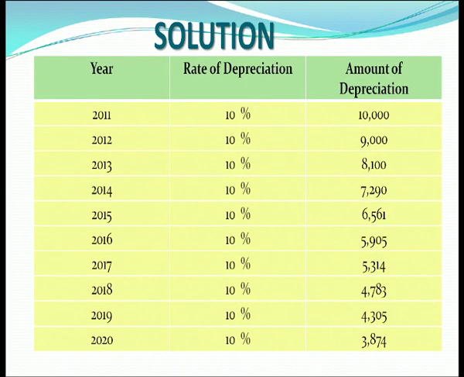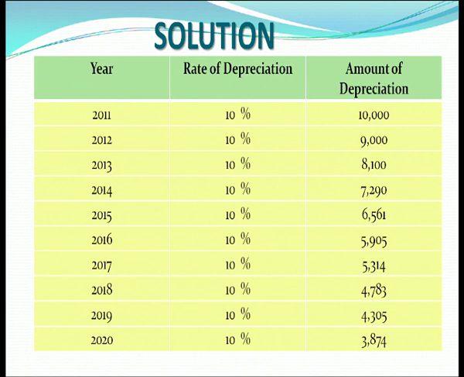The cost of the asset is 1 lakh rupees and the rate of depreciation to be charged is 10%. So in the first year, that is 2011, the amount of depreciation would be 10% of the cost of the asset. So 10% of 1 lakh turns out to be 10,000. Now the value of the asset in 2012 would be 1 lakh minus the amount of depreciation, that is 10,000. So the value becomes 90,000, and we are going to charge 10% on the written down value or the book value, which is 10% of 90,000, 9,000.